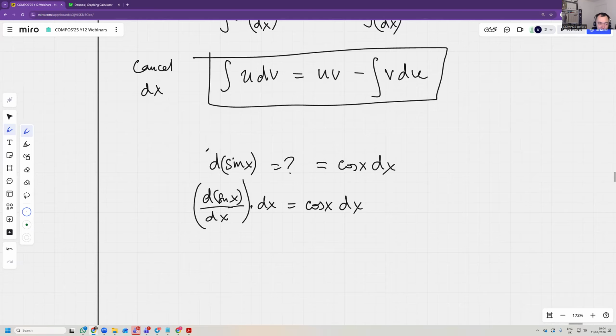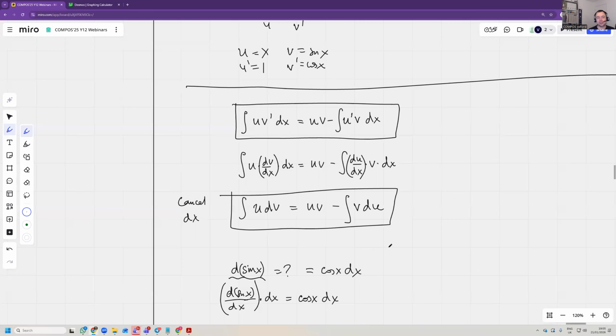So once you understand what d sine x means, then you can use that third formula. I'm not sure it's very beneficial for you to start using it at the moment. You will get to use it a little bit later in life, but yeah.